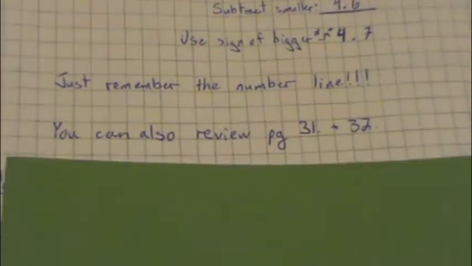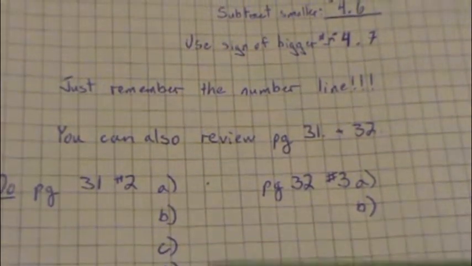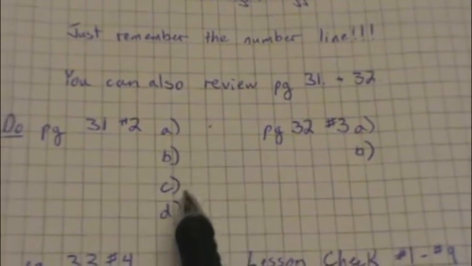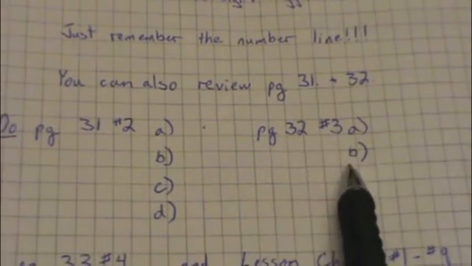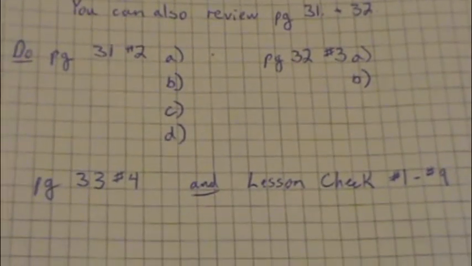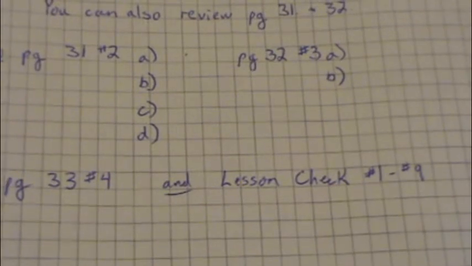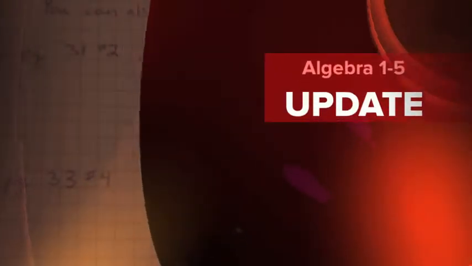Your homework for tonight is going to be these problems. Page 31, number 2, that's a 4-part problem. Page 32, number 3, that's a 2-part problem. Page 33, number 4, and also on page 33, the lesson check, number 1 through 9.